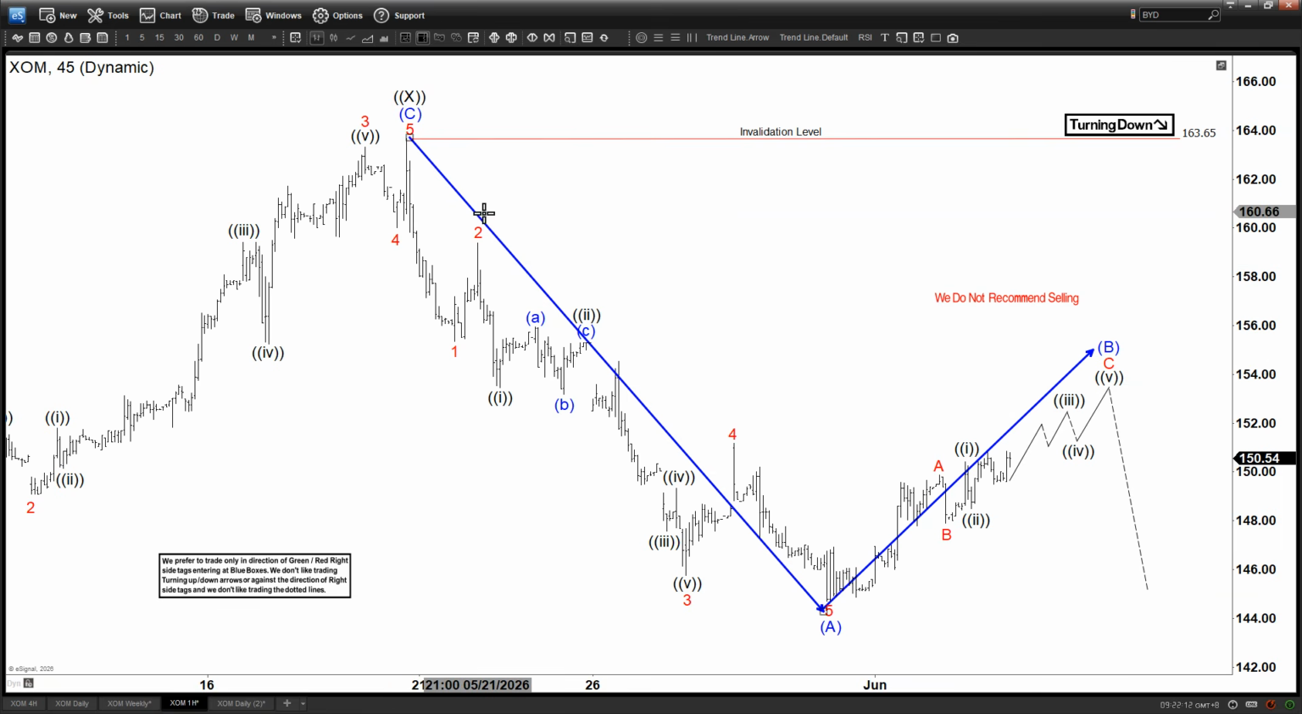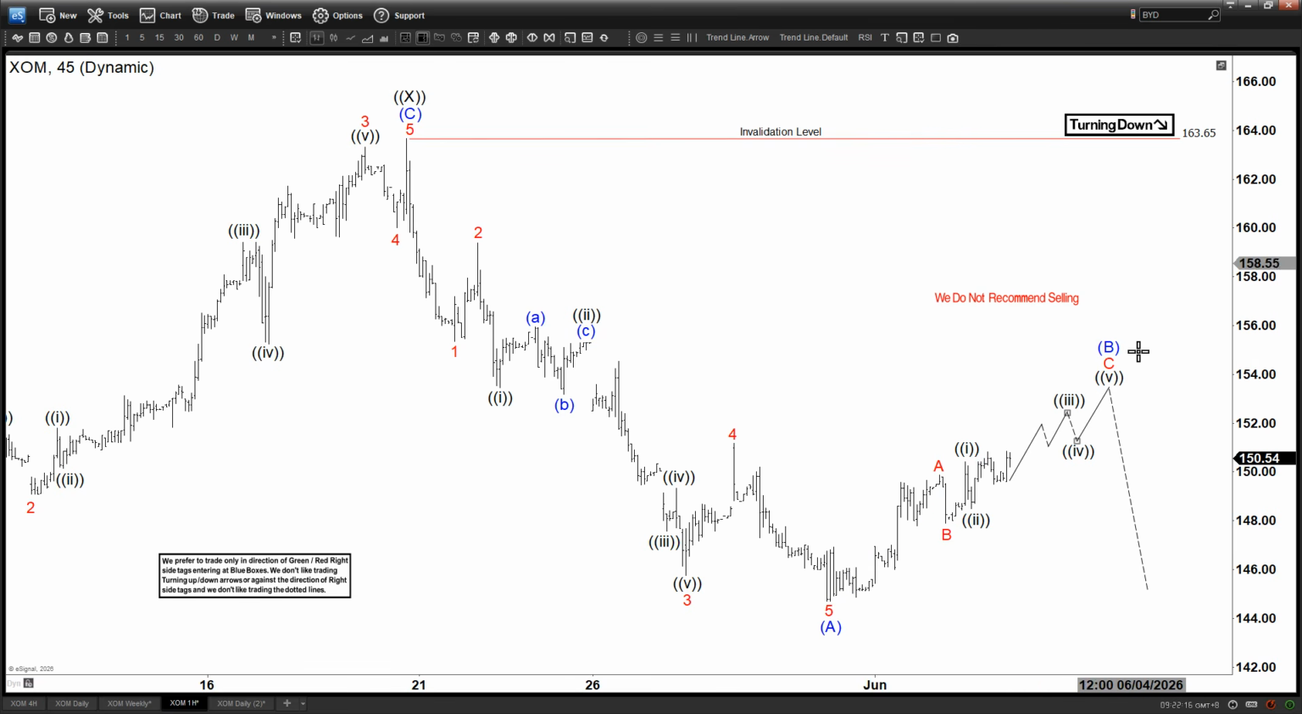Okay. So as long as we stay below 163.65, we have a chance to turn lower again. This current rally, right, potentially can go up to ABC 100% extension. So this is the area where potentially we can turn lower again, which is between 152.90 and 156.12. That could potentially end the C leg of the Y and then starting to turn lower again.